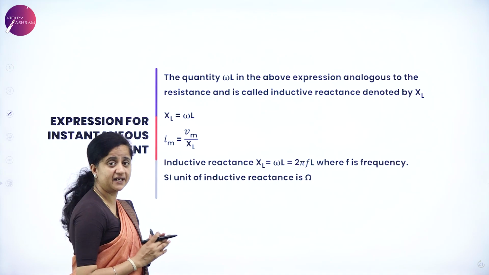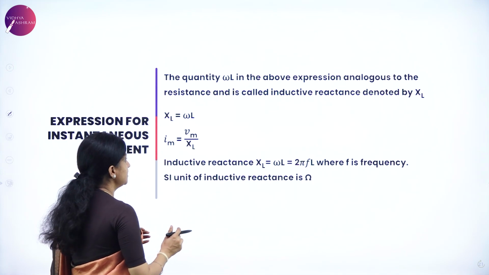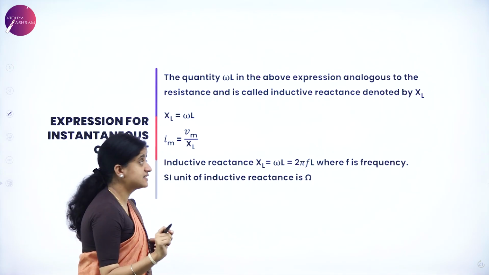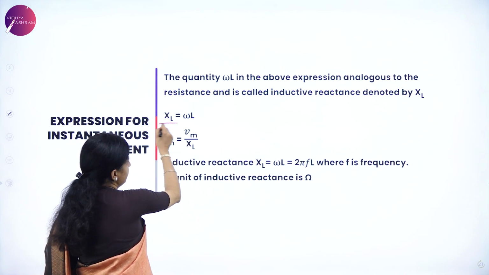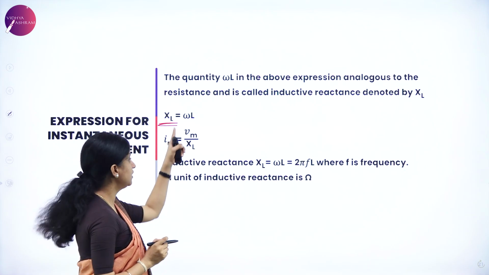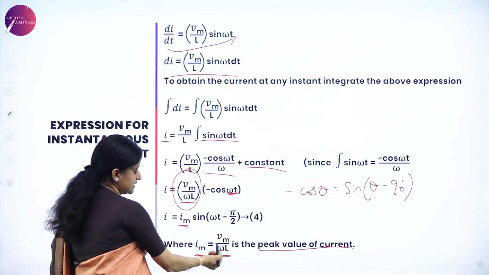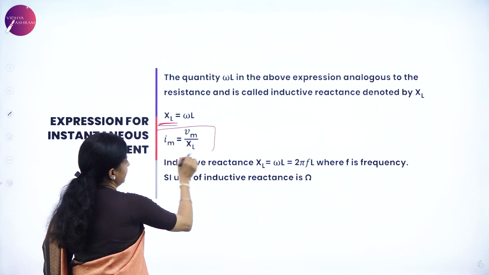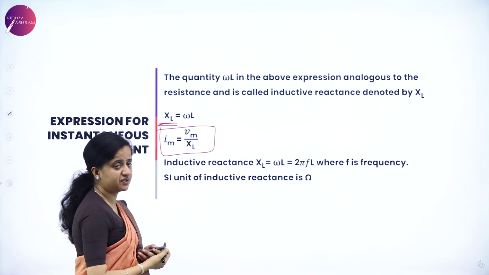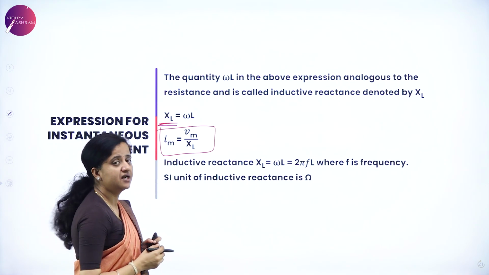So what is this omega L? The quantity omega L in the expression is analogous to the resistance, and that is called inductive reactance, which is denoted by XL. So XL is nothing but omega L. So in the equation for Im equal to Vm divided by omega L, I can replace omega L by XL.